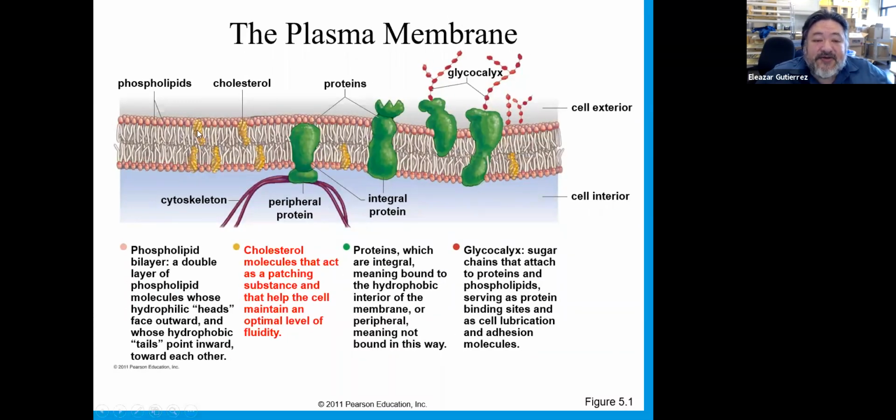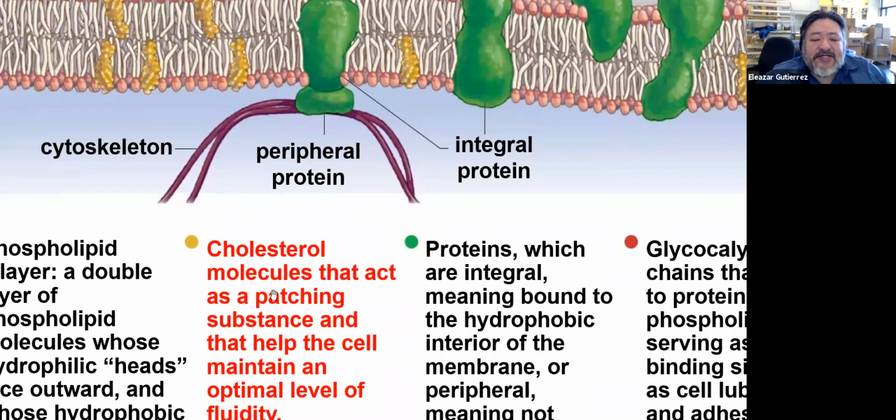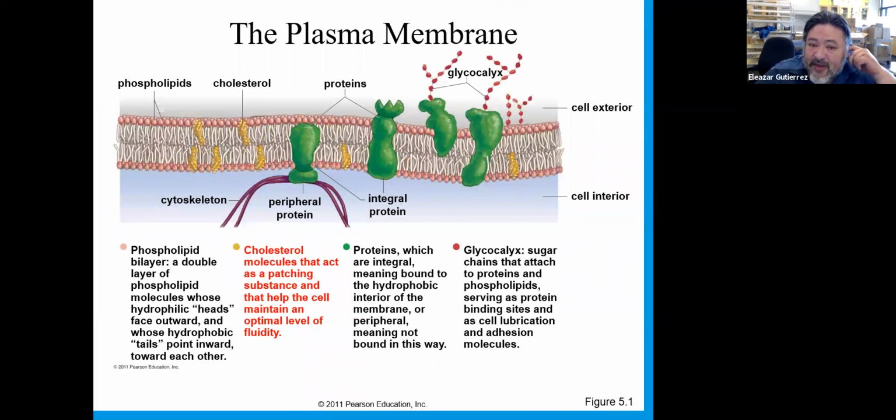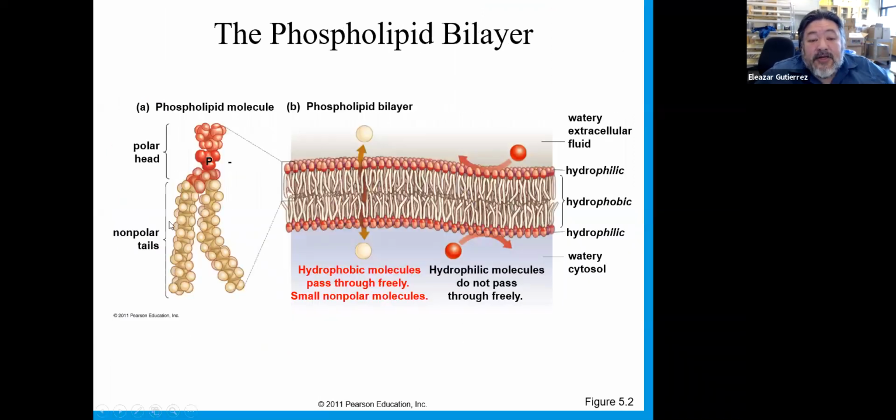What's the second thing that we have? The second thing that we have is cholesterol. So you can see that we have cholesterol here, here, here, here, here, here. Okay? So cholesterol molecules act as a patching substance and help the cell maintain an optimal level of fluidity. Okay? Actually, the patching part is a secondary role. The primary role is maintaining cell fluidity. Okay? I don't know if you guys remember when we were talking about this last time, but when you have a hydrocarbon, such as these nonpolar tails, they can either be saturated or unsaturated, okay?